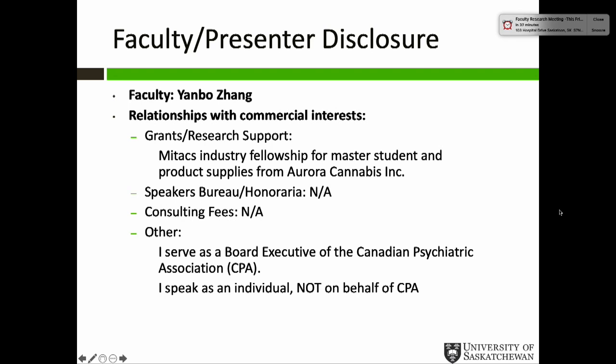First is my conflict of interest. My research is partially supported by the MITx, which is an industry and government liaison foundation. Not necessarily directly from the industry, but industry definitely played a role. Mine is from Alora, and my student Jacob is working on cannabis-related research with PTSD in animal models. Other than that, I do not have any other support. My speech here only represents myself, not the Canadian Psychiatry Association. I think I made some mistakes in the past, so I need to really speak out. There is no conflict of interest with the materials; I deleted everything that's potentially a conflict of interest.